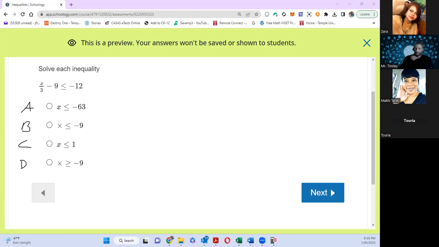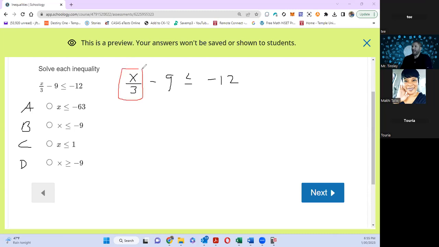All right, so let's do this inequality. Okay, so I don't know what the answer is because I haven't done this problem. I made it up months ago. So first of all, x divided by 3 minus 9 is less than or equal to minus 12. Okay, so let's look at this first. So what side is our variable on? No, what side is our variable on, the left or the right side? Left side. How many terms do we have on the left side? 2. So we have x over 3 and we have minus 9. So if I'm trying to get the variable by itself, what term should I get rid of first?